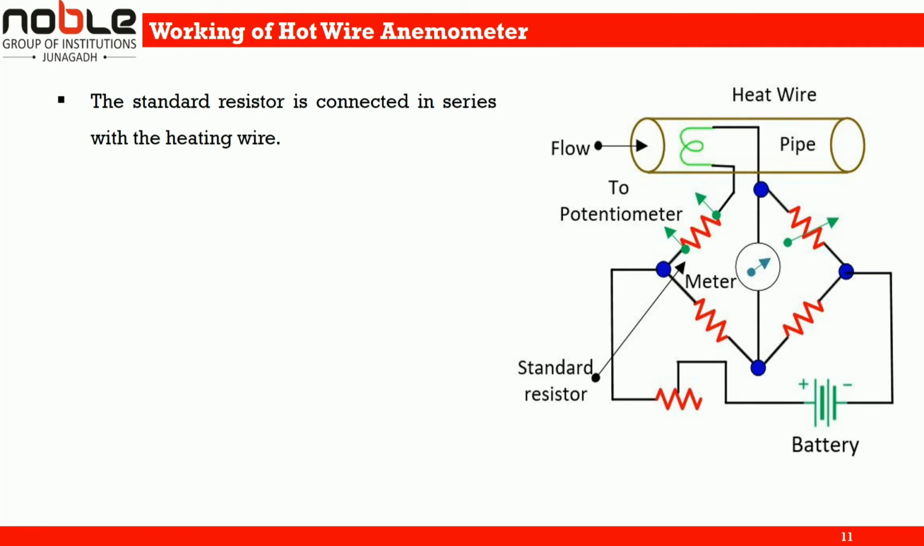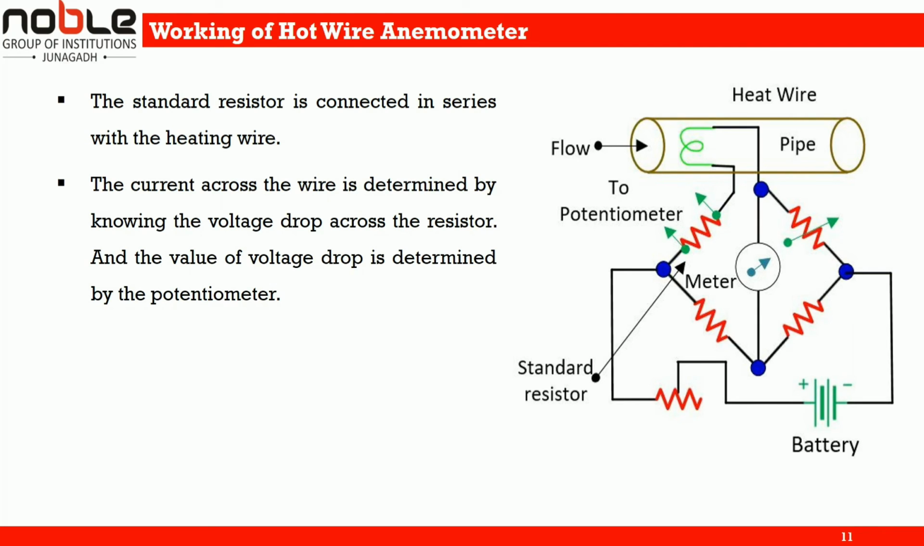A standard resistor is connected in series with the heating wire. As we can see here, there is one standard resistor connected in series with that heater wire. So the current across the wire is determined by knowing the voltage drop across the resistor, and the value of the voltage drop is determined by the potentiometer.